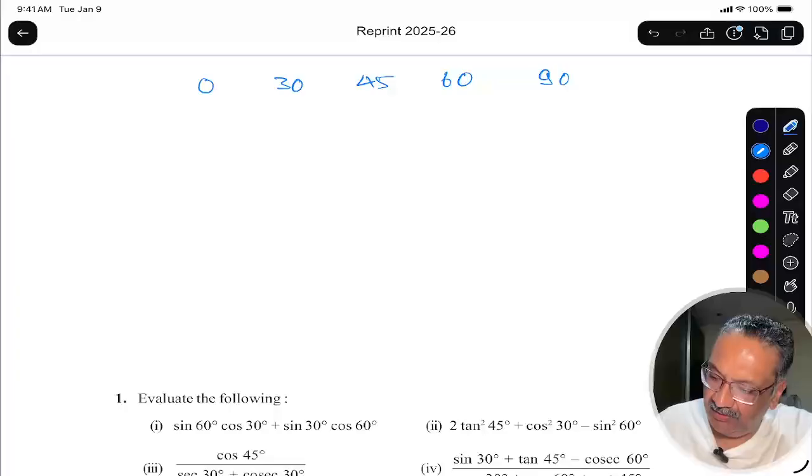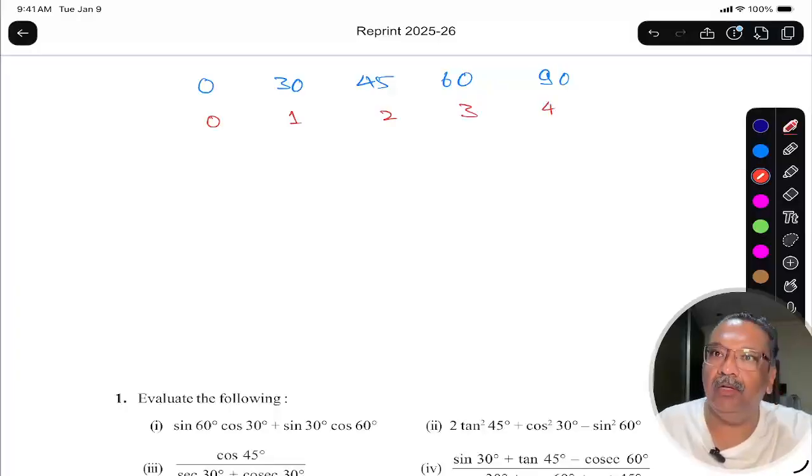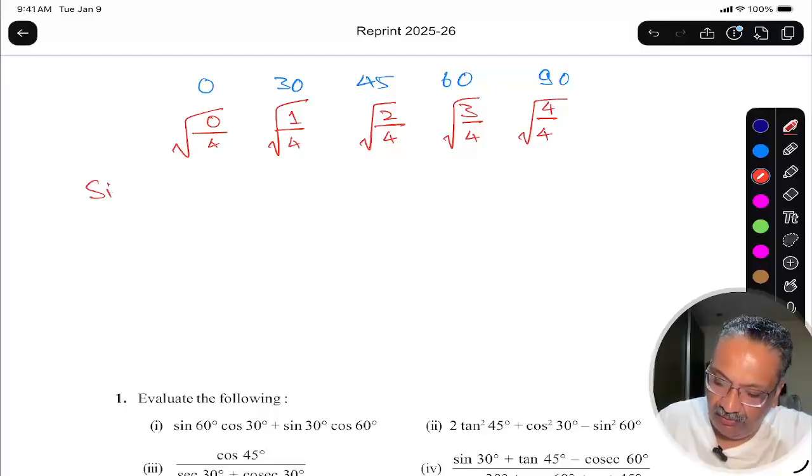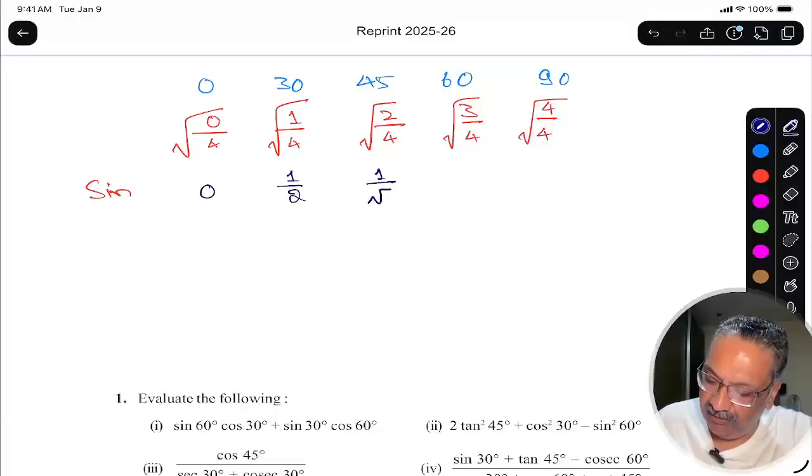What you do is you just write 0, 1, 2, 3 and then 4. Then divide everything by 4. Then you take the square root of this. Once you do that, the values you get are of sine. So sine 0 will be 0, sine 30 will be 1 by 2, sine 45 will be 1 by root 2, this will be root 3 by 2 and sine 90 will be 1.